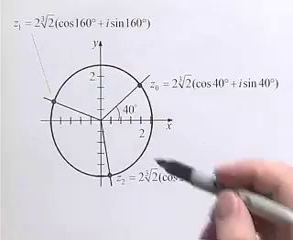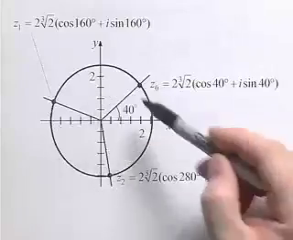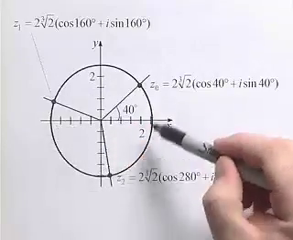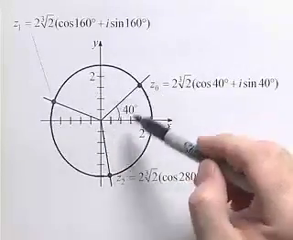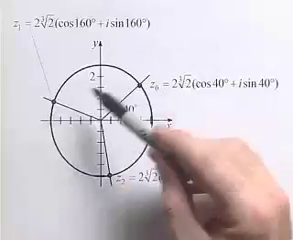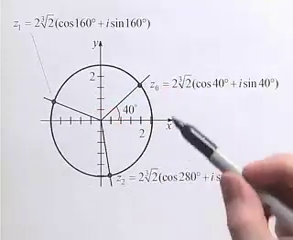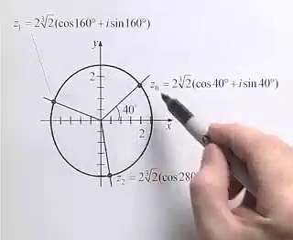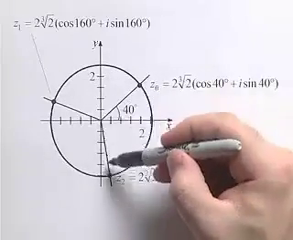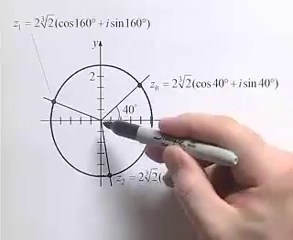Now that we have our 3 cube roots, we're going to plot those in rectangular coordinates. Here you can see our diagram. We've got our circle, and we've got our three cube roots plotted on that circle. Here's z sub 0, z sub 1, and z sub 2. Notice that these are equally spaced along this circle, and the radius of this circle is 2 times the cube root of 2.